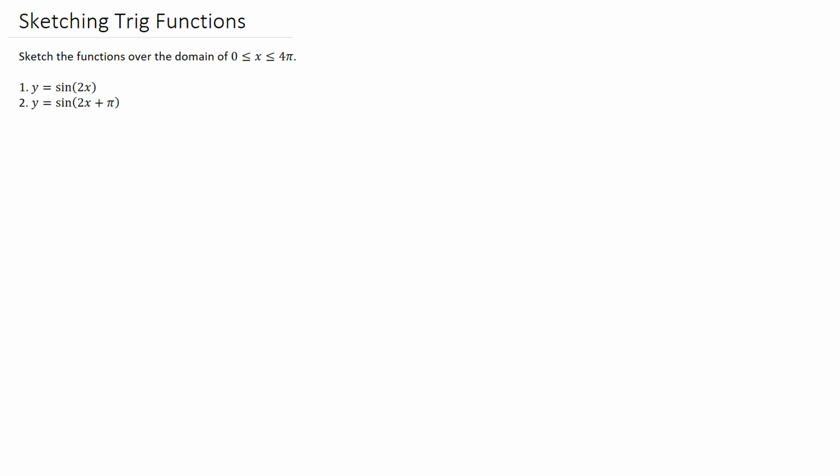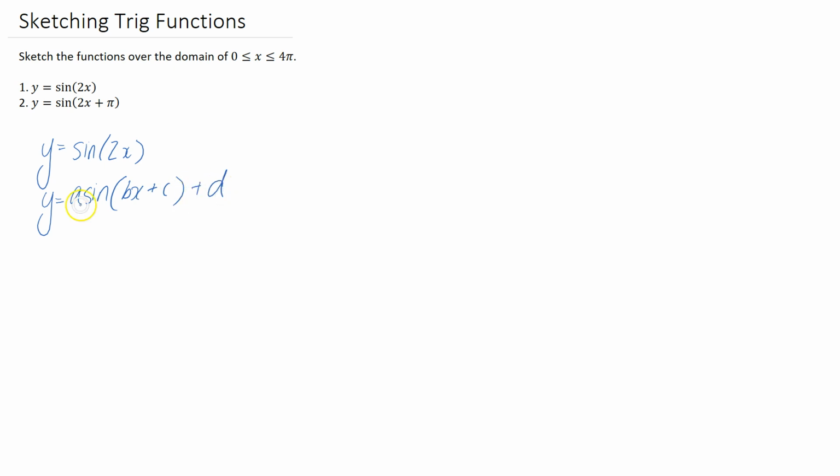So here we're asked to sketch the functions over a specific domain, which is 0 up to 4 pi. And we can see that the two functions here are quite similar. So I'm going to start with the first one, and then we should be able to modify the first one to do the second one. So to start off with, we have y is equal to sine of 2x. And if we apply the general form of a sine equation, it looks like this.